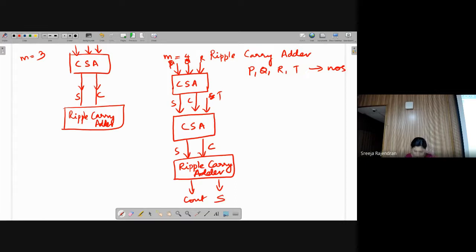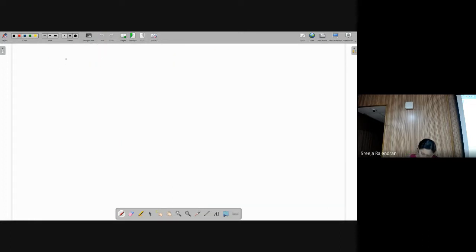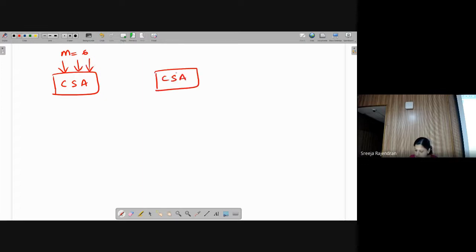Now, if it is 6 bits, if m is equal to 6, see, I have three inputs here. I can have another one here, which also takes in three inputs, generates a sum and a carry. It also generates a sum and a carry.